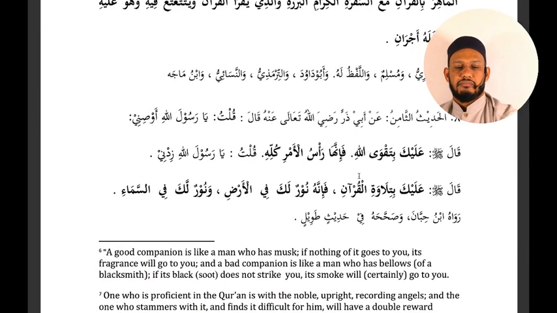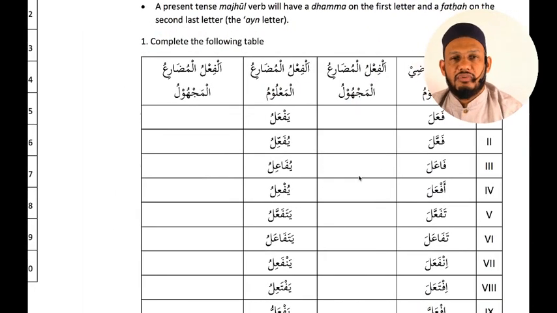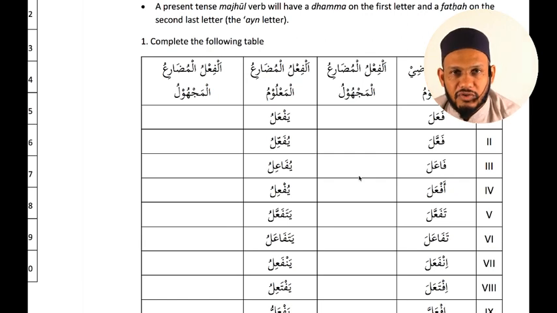Next part, قلت يا رسول الله زدني. From the text, قلت يا رسول الله زدني. Again. From memory, قلت يا رسول الله زدني.